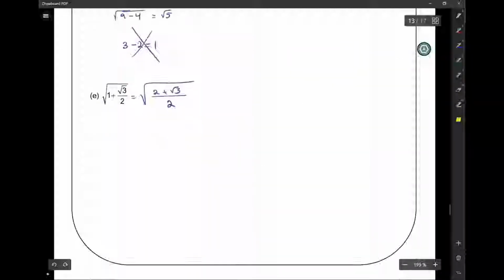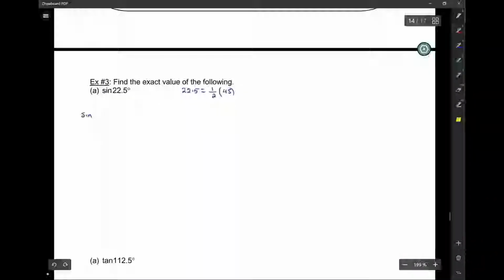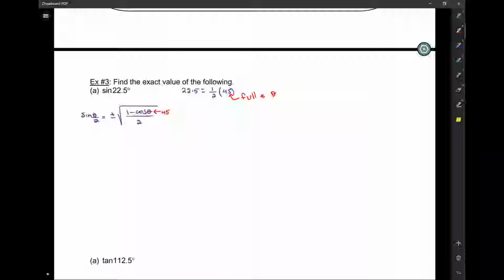Okay? So it's sine of theta over 2 is equal to plus or minus the square root of 1 minus cosine theta over 2, right? Okay, now, a couple of things here. This 45 that you came up with, this is the full angle theta. That means here, that angle is going to be the 45. Now, how do you figure out, so this is plus or minus, right? How are we going to know whether to use the plus or the minus?